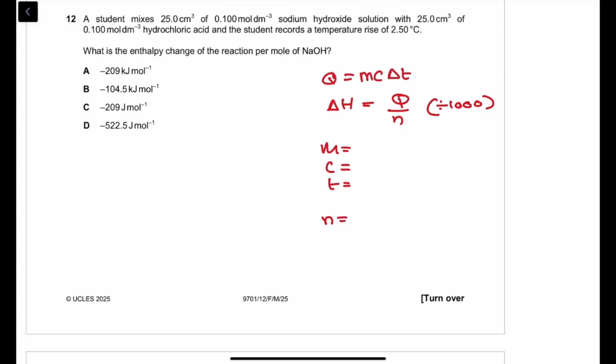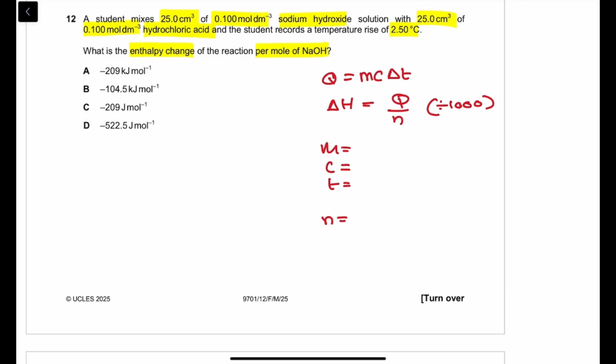Question number 12. A student mixes 25 centimeters cubed of 0.1 moles per decimeter cubed of sodium hydroxide solution with 25 centimeters cubed of 0.1 moles per decimeter cubed of hydrochloric acid and records a temperature rise of 2.5 degrees Celsius. What is the enthalpy change of the reaction per mole of sodium hydroxide?